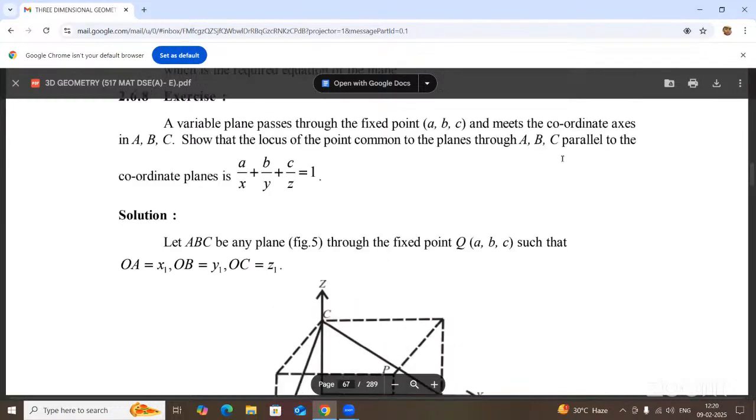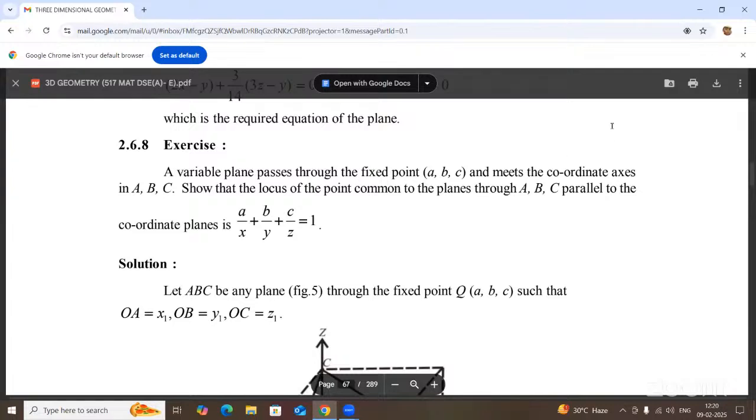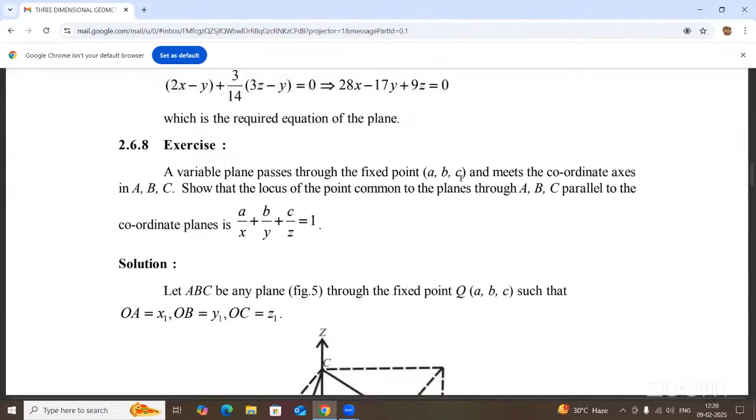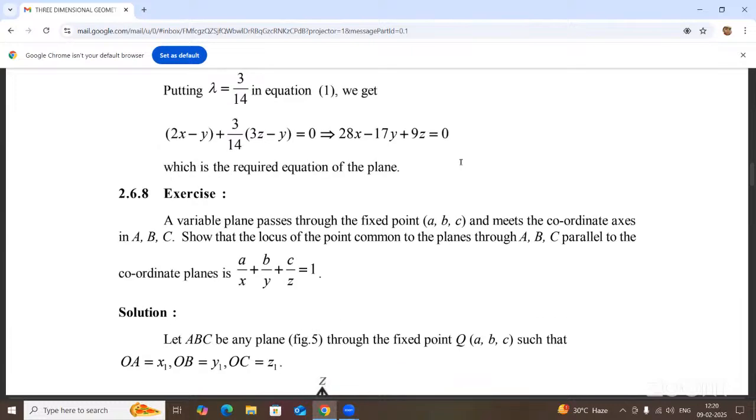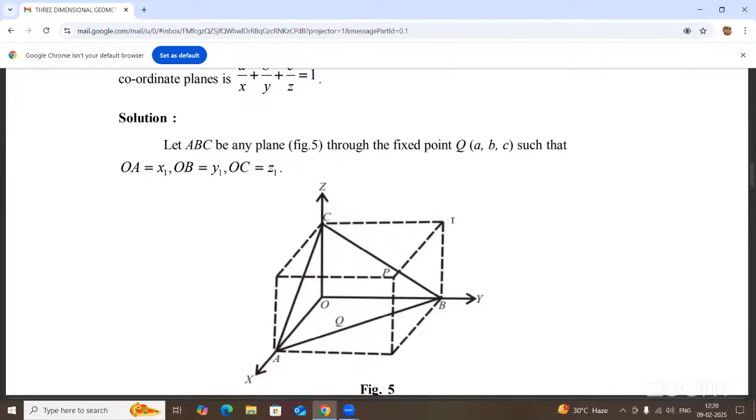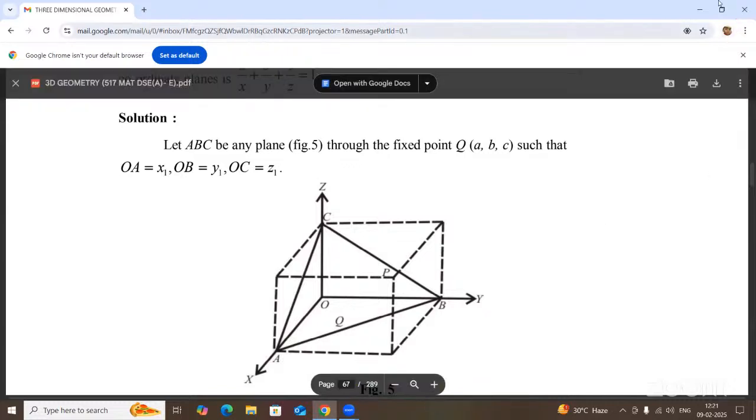A variable plane passes through a fixed point (a, b, c) and meets the coordinate axes in capital A, capital B, capital C. Suppose we take the XYZ coordinates; you have to draw the variable plane. On the x-axis the point is capital A, on the y-axis the point is capital B, and on the z-axis the point is capital C.